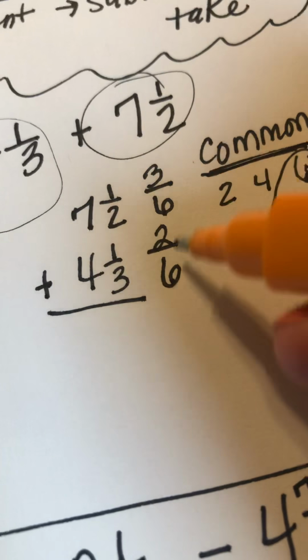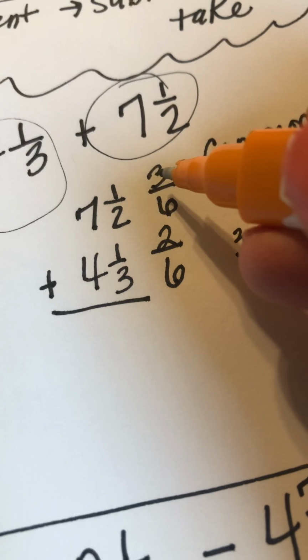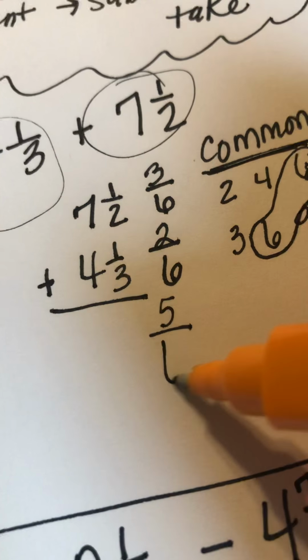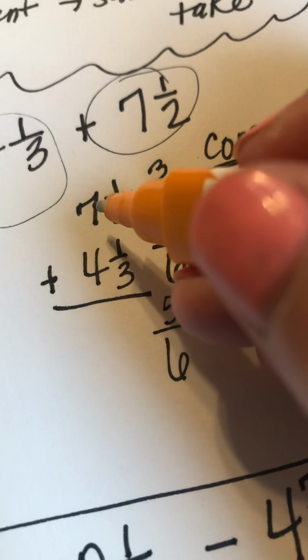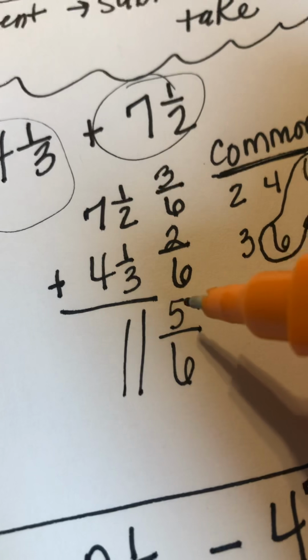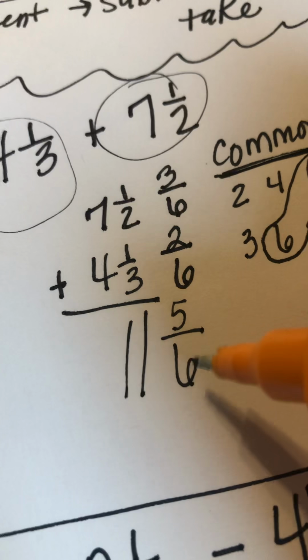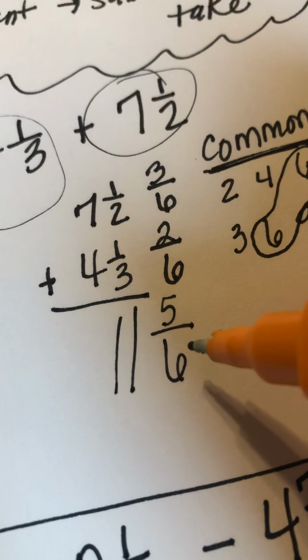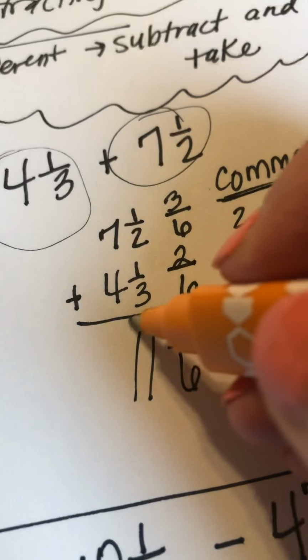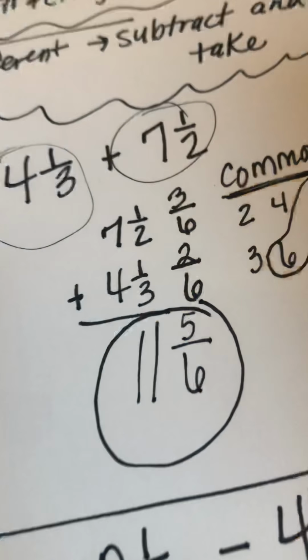Now that I have common denominators, I can add. 3 plus 2 makes 5. Keep my denominator. And then you add your whole number. 7 plus 4 makes 11. 5/6 can't be reduced, and it's not an improper fraction, so we're just going to leave it exactly how it is. A positive and a positive being added together, so there is my answer for that first one.